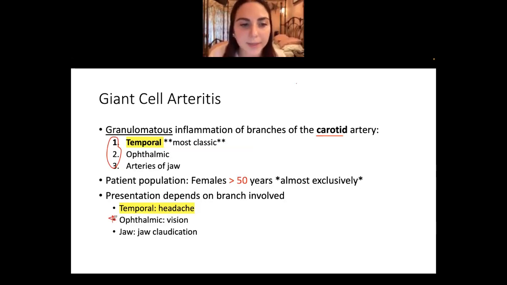This is actually the one that, when they say giant cell arteritis can present with blindness, that's why. If you have involvement of the ophthalmic branch, or if you have involvement with those jaw branches, you can get jaw claudication. And jaw claudication is when you start moving your jaw and it's really, really painful. And again, it's because of ischemia. A lot of these are because of ischemia. The inflammation is causing ischemia, so it's going to cause pain and other stuff.